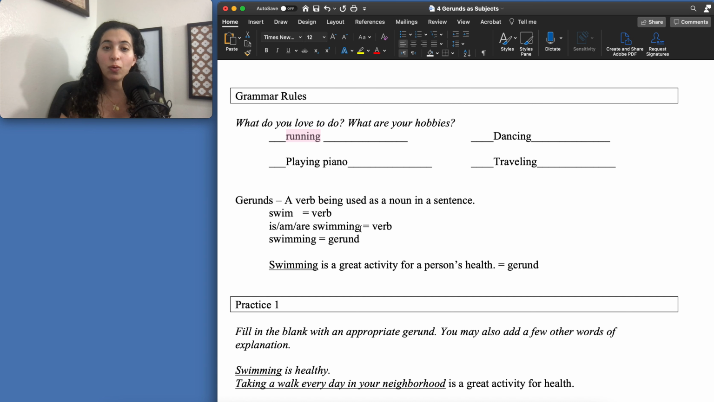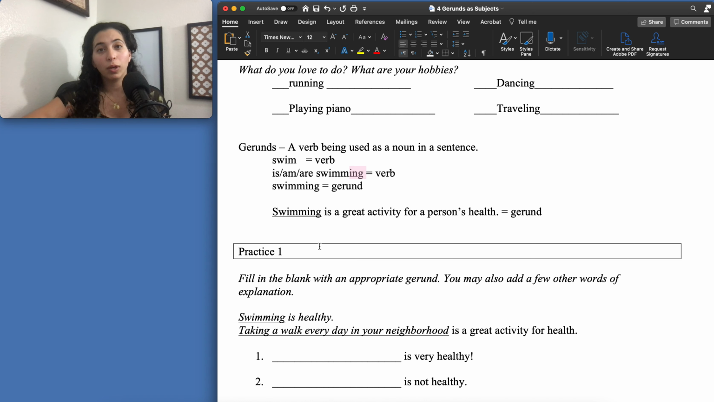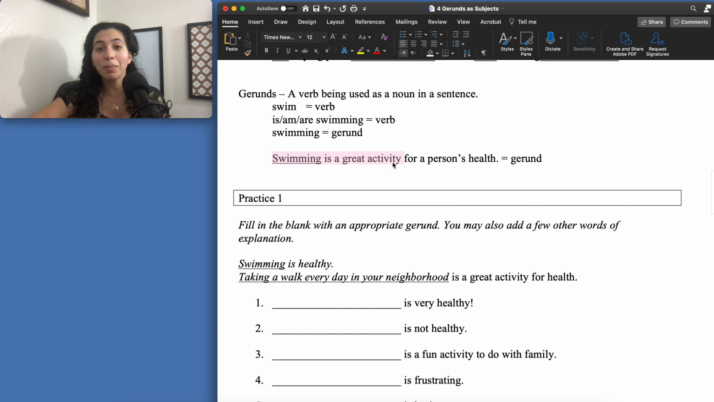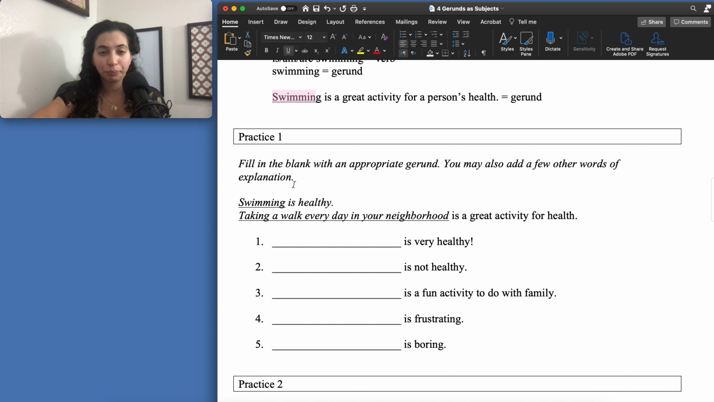So normally when you have ing, you have to have the verb to be when it's used as a verb. I am swimming. I was swimming. Okay? I will be swimming. All right? But in this case, it's not used as a verb. So we just use swimming itself. For example, swimming is a great activity for a person's health. Here, swimming is a gerund.